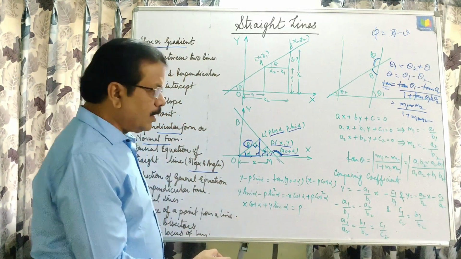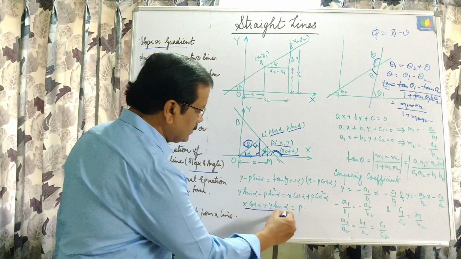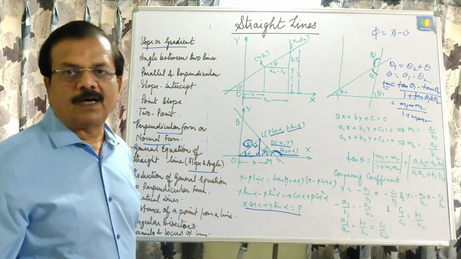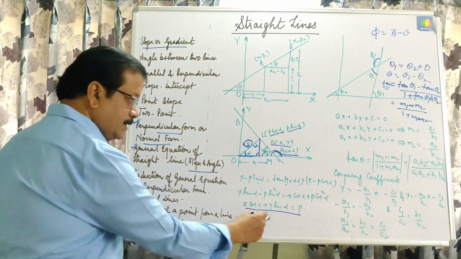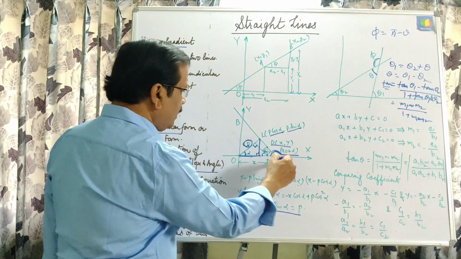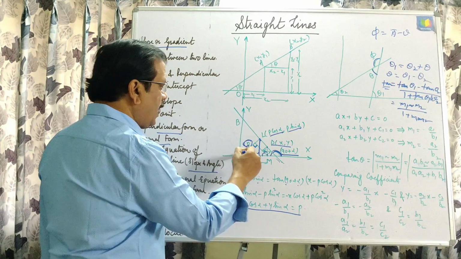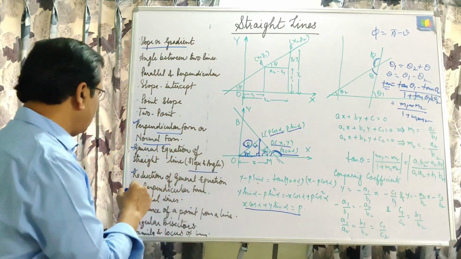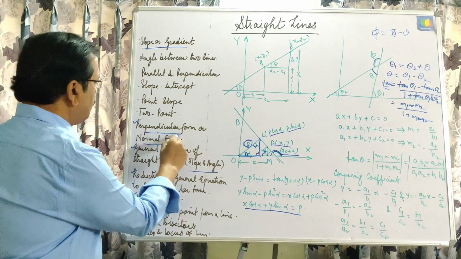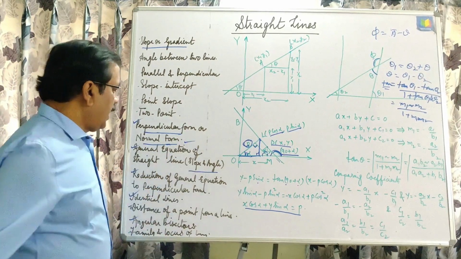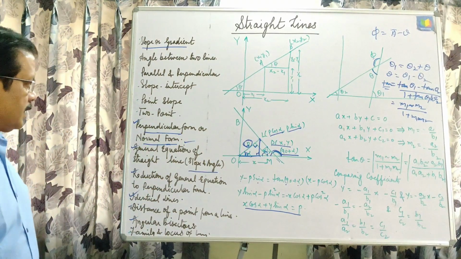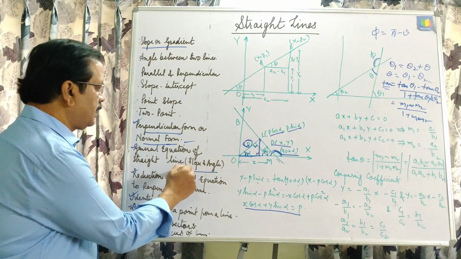Writing in terms of cos and sin, we get x cos alpha plus y sin alpha is equal to P. This is the equation of this straight line in terms of P and alpha, and this is called the normal form or perpendicular form of any straight line. Now the next topic, the general equation of a straight line.